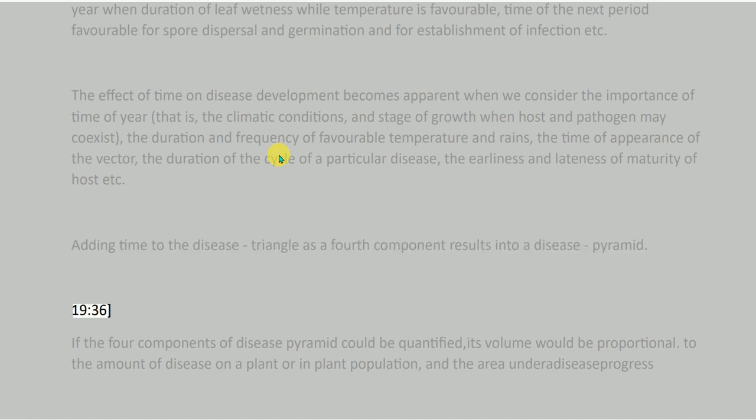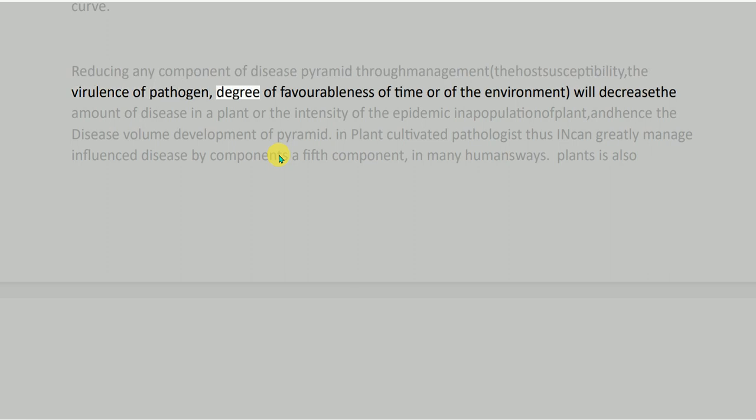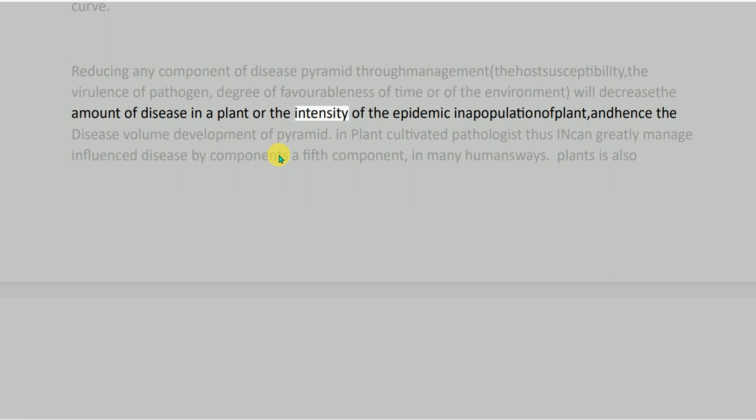1936. If the four components of the disease pyramid could be quantified, its volume would be proportional to the amount of disease on a plant or in a plant population, and the area under a disease progress curve. Reducing any component of the disease pyramid through management, the host susceptibility, the virulence of the pathogen, or the degree of favorableness of time or of the environment, will decrease the amount of disease in a plant or the intensity of the epidemic in a population of plants, and thence the disease volume or development of the pyramid.